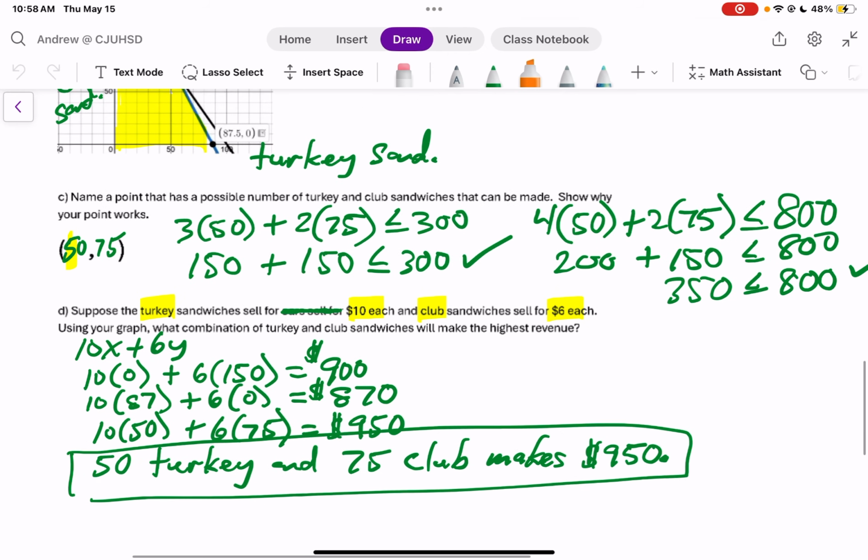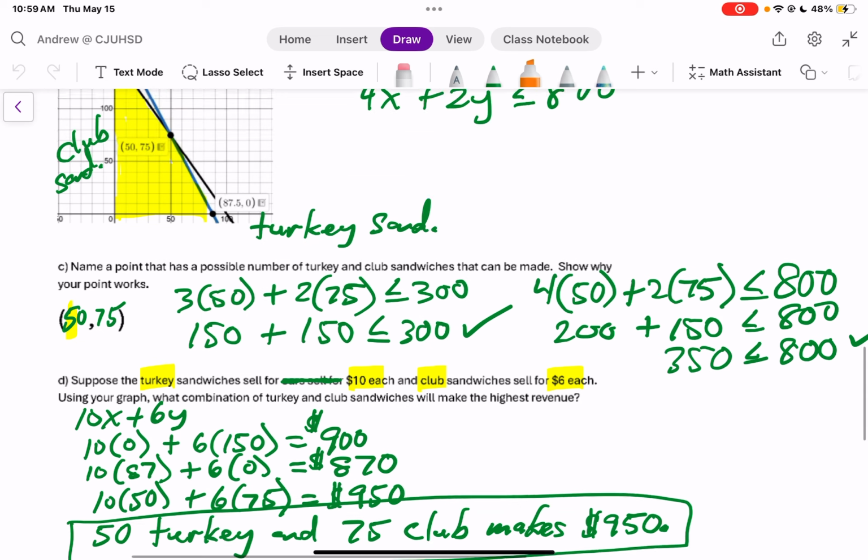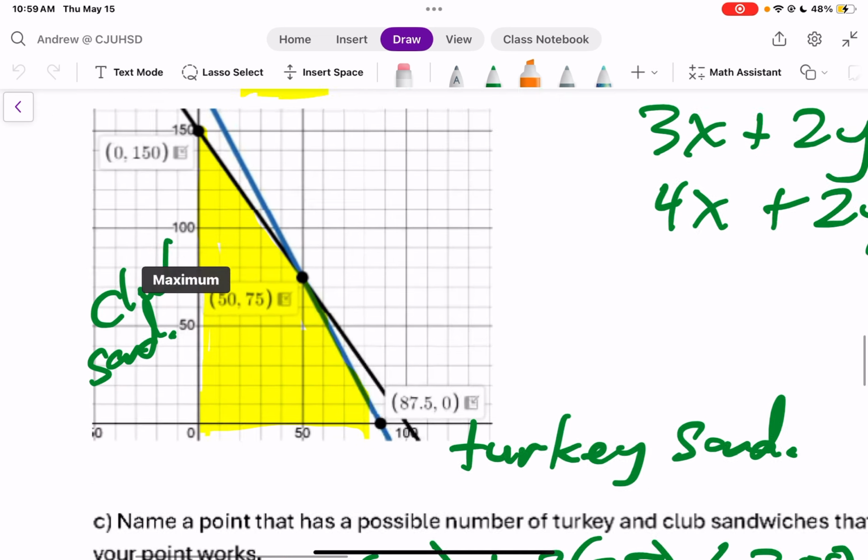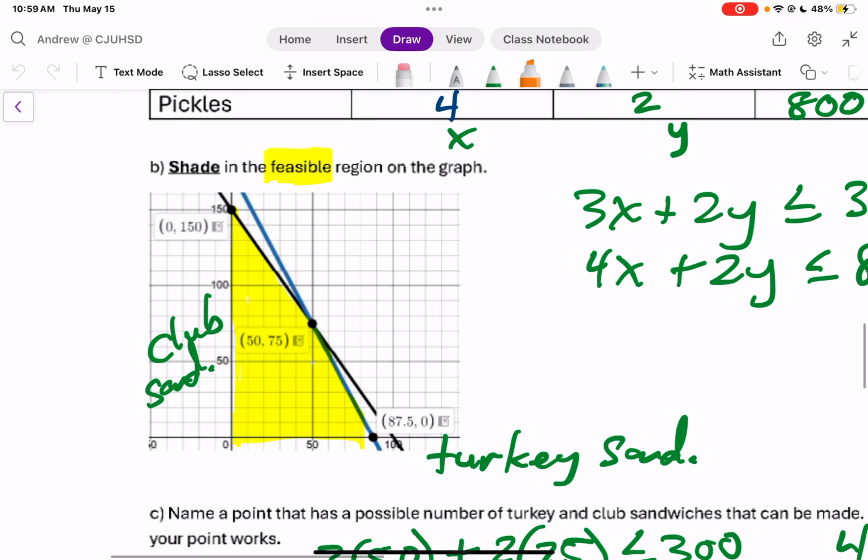The last part of that is you're going to sell the turkey sandwiches for $10 each and $6 for the club. What combination of turkey and club sandwiches makes you the highest amount of money, the highest revenue, which is you bringing in the money? Now, in theory, the maximum can only occur on the boundary. So there are 3 potential points that are listed here.